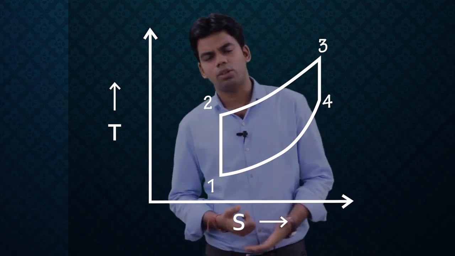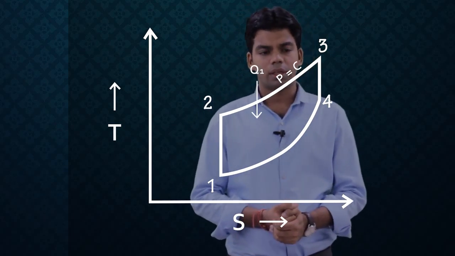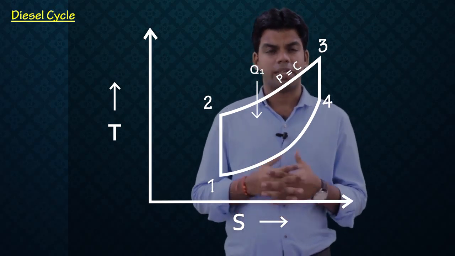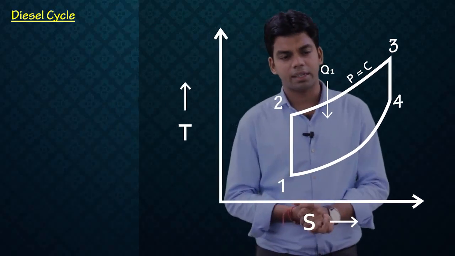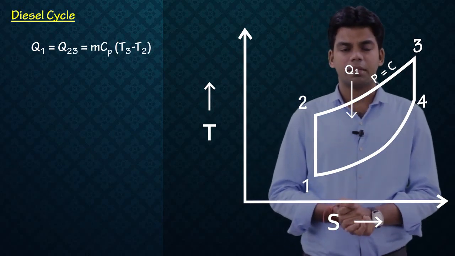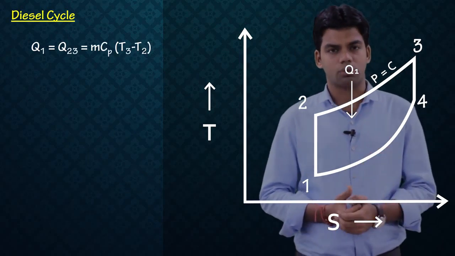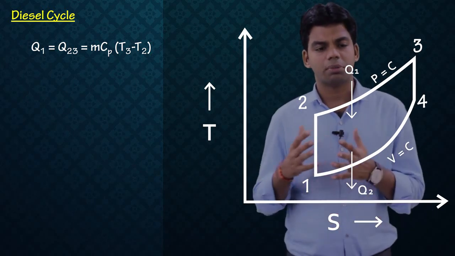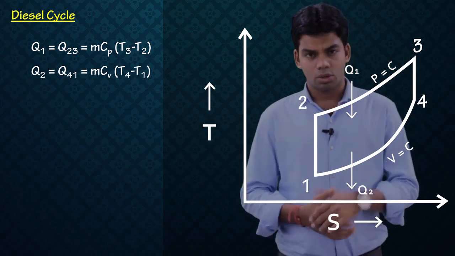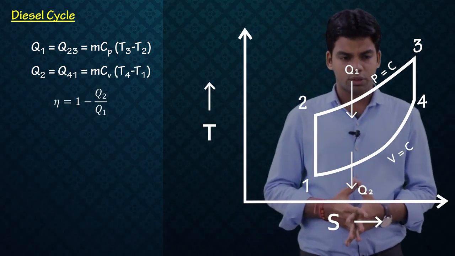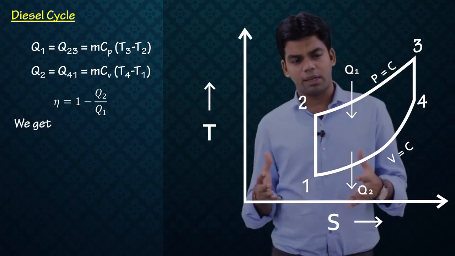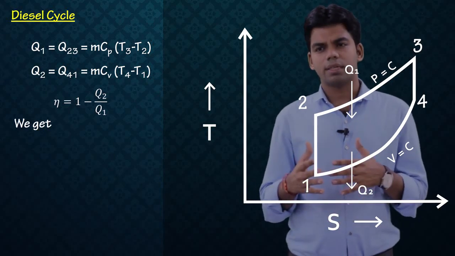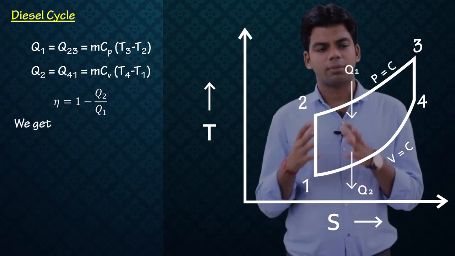Now what will be the value of heat addition and heat rejection? Q1, as we know, is in process 2-3, which is a constant pressure process, and heat added at constant pressure is nothing but mCp del T. So Q1 will be equal to mCp into (T3 minus T2). Similarly, Q2, heat rejection at constant volume, will be equal to mCv (T4 minus T1). So efficiency will be equal to 1 minus Q2 by Q1. If I put the values, this will be 1 minus (T4 minus T1) upon (T3 minus T2). Now what we can do is convert all temperatures in terms of any one temperature.